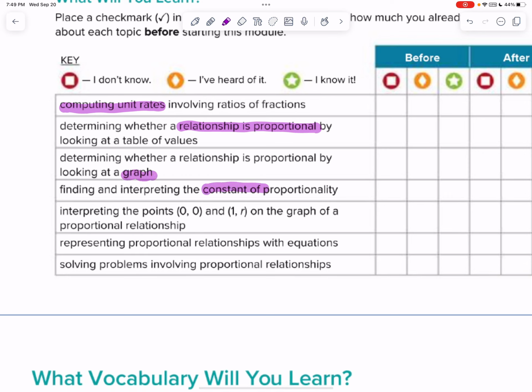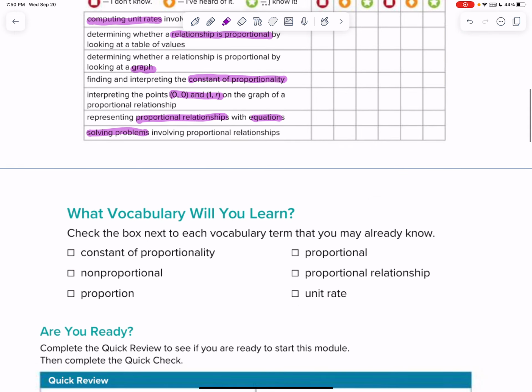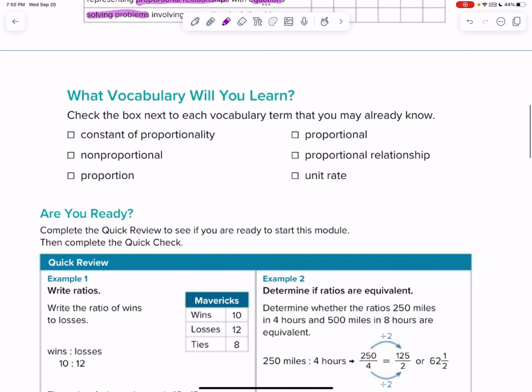We're going to learn about how to identify and understand what a constant of proportionality is, and then interpreting these particular coordinate points on a graph. Okay, and then we'll represent proportional relationships with equations and solve some other word problems with proportional relationships. So those are some things that we're going to be working on. You have some experience from 6th grade with these, and so you'll see some things are a review, but some things are going to be new for you as well.